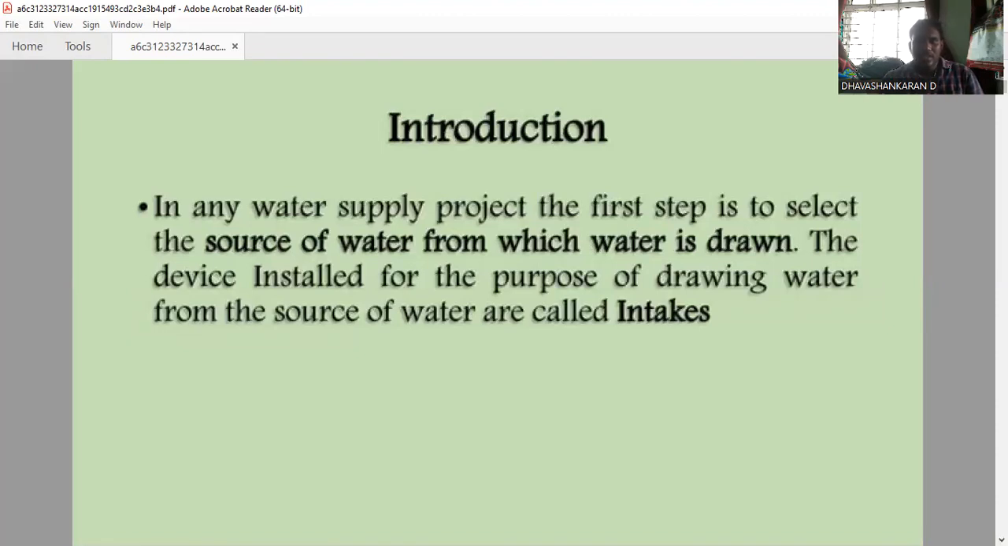The definition of the intake structure: in any water supply project, the first step is to select the source of water from which the water will be drawn. We have to find out what kind of source it is, whether lake or river, where we can draw the water for the purpose of drinking. Then the device installed for drawing drinking water from the source of water is called the intake. So there is a definition for the intake.